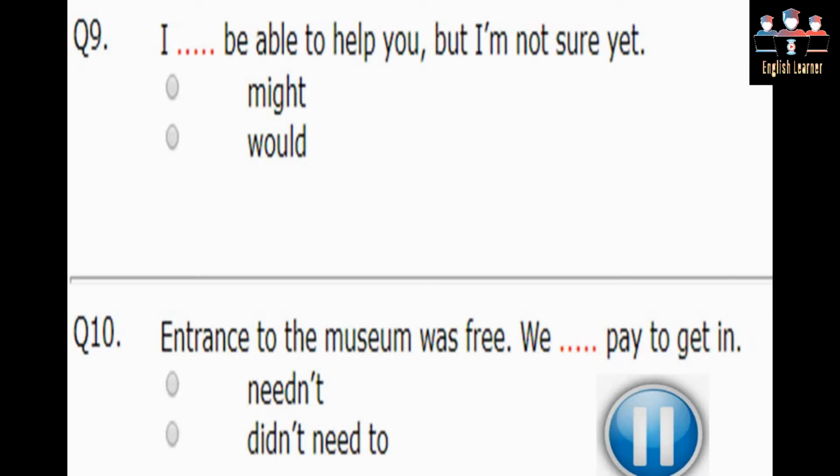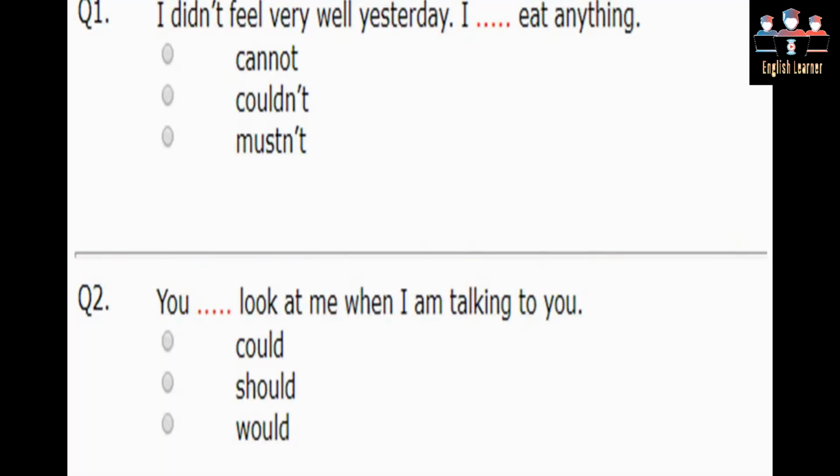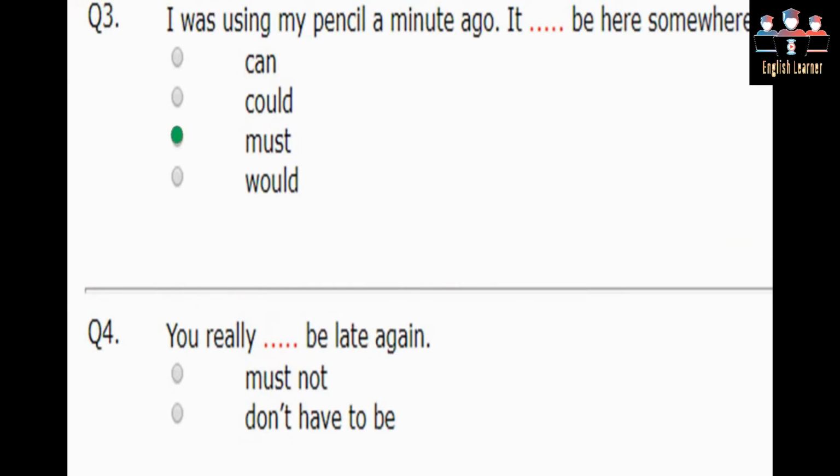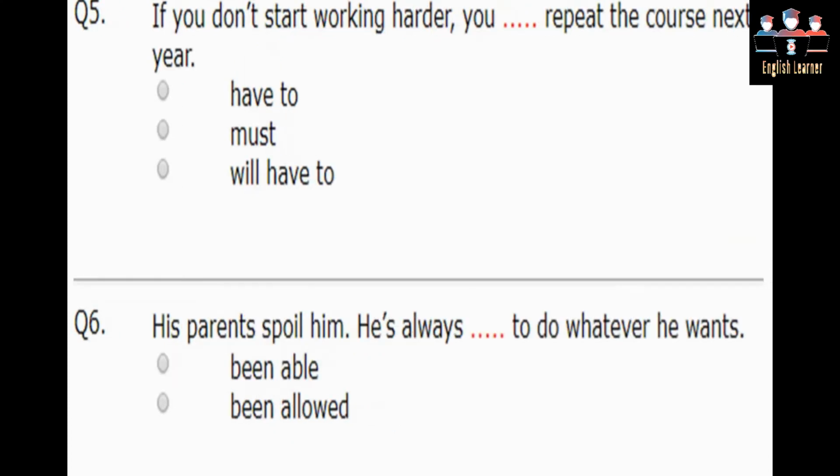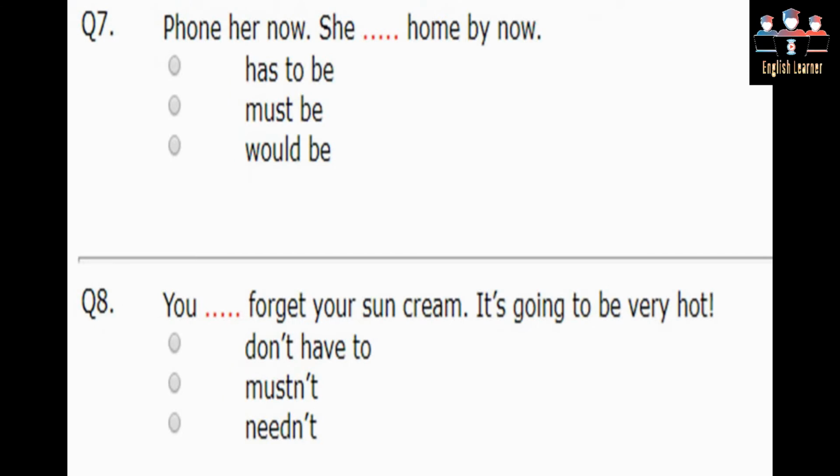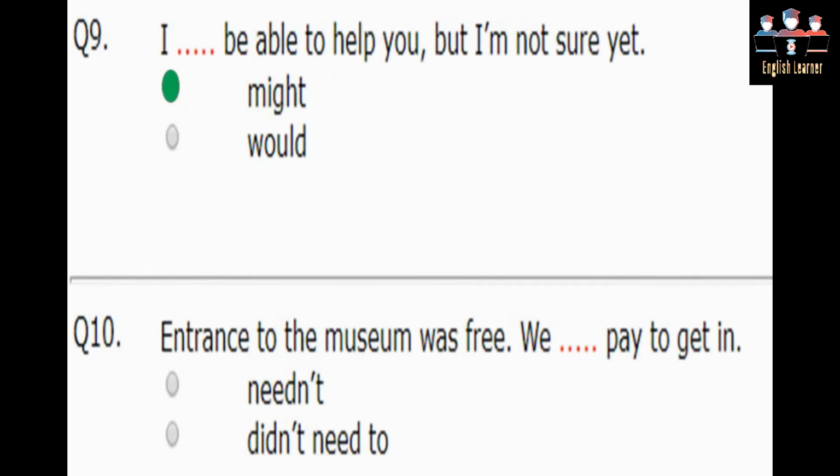Let's see the answers. 1 goes with option 2. Question number 2 goes with option 2. Question number 3 goes with option 3. Question number 4 goes with option 1. Question number 5 goes with option 3. Question number 6 goes with option 2. Question number 7 goes with option 2. Question number 8 goes with option 2. Question number 9 goes with option 1. Question number 10 goes with option 2.